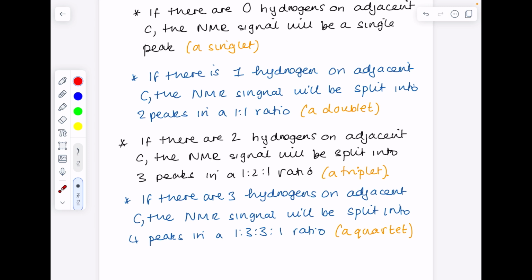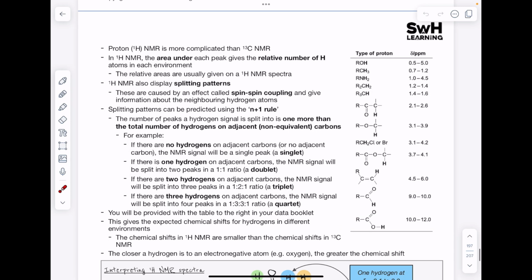And this goes on. If we had 4 hydrogens, we'd expect 5 peaks, 5 hydrogens, 6 peaks. Again, in your data booklet, you'll get some information regarding the chemical shift. This time, because we're looking at proton NMR, it's going to be a type of proton on the left-hand side of the table as opposed to the type of carbon.